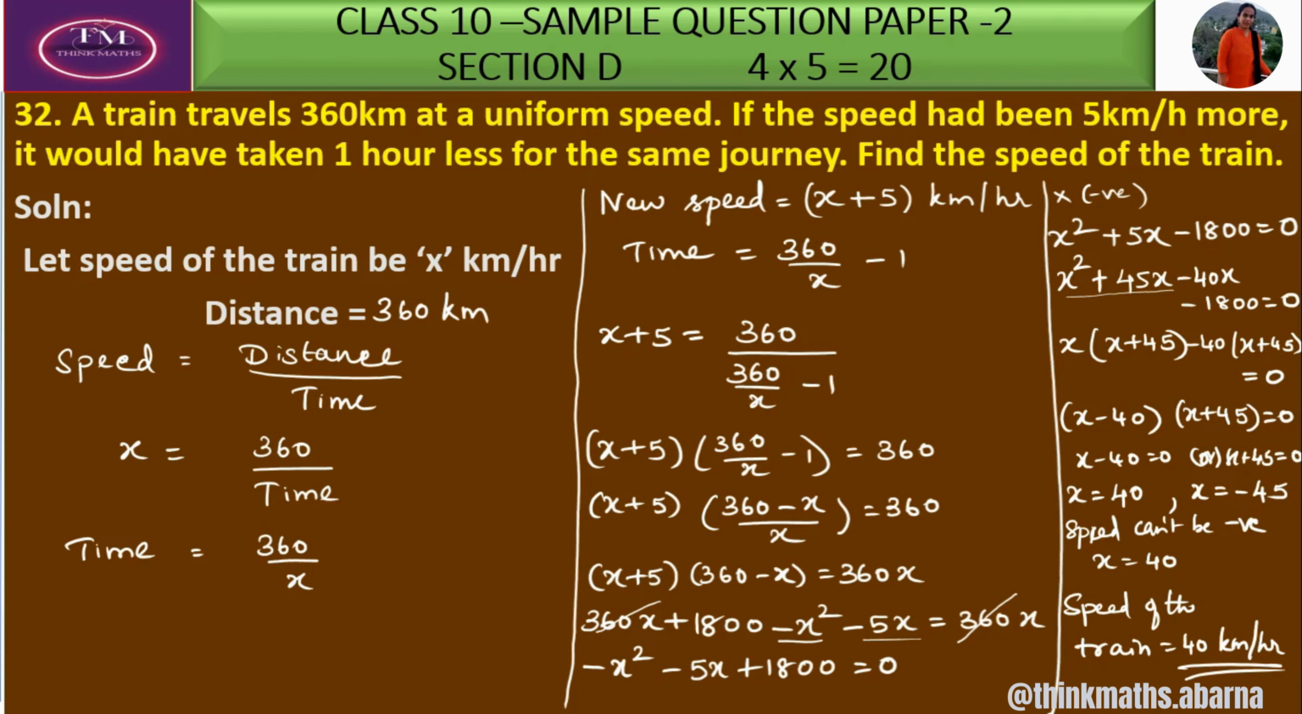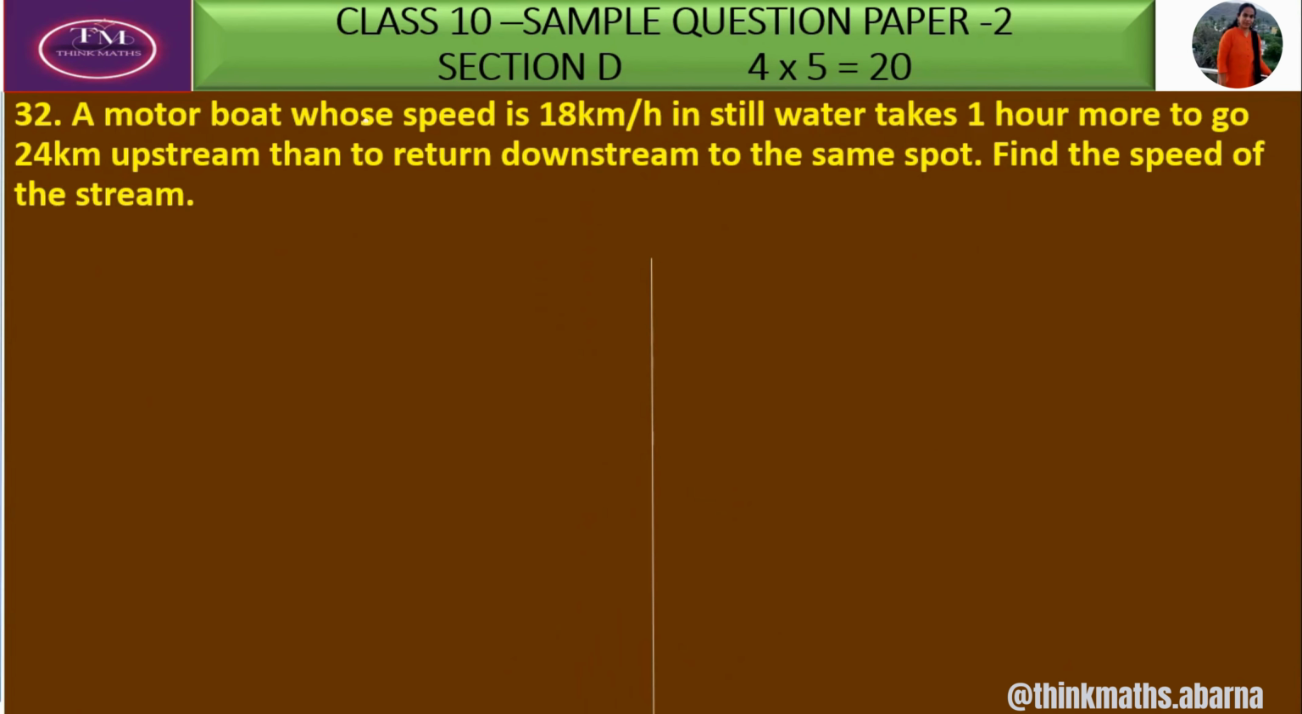Okay children, moving on to the choice part. So what is the choice part? A motorboat whose speed is 18 km per hour in still water takes 1 hour more to go 24 km upstream than to return downstream to the same spot. Find the speed of the stream. So we have to find the speed of the stream.